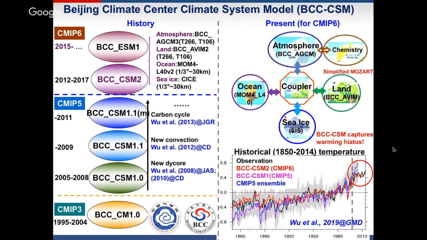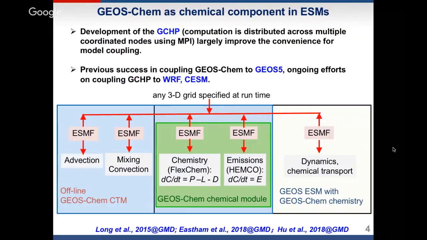The present version of BCC CSM also includes an earlier version of MOZART for chemistry, and the model can actually well simulate the historical climate change. Now, BCC is hoping to update its chemical model to GeoSchem, which we are happy to see.